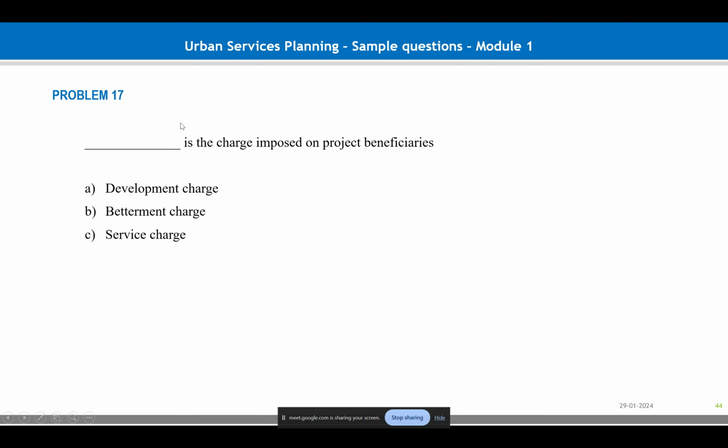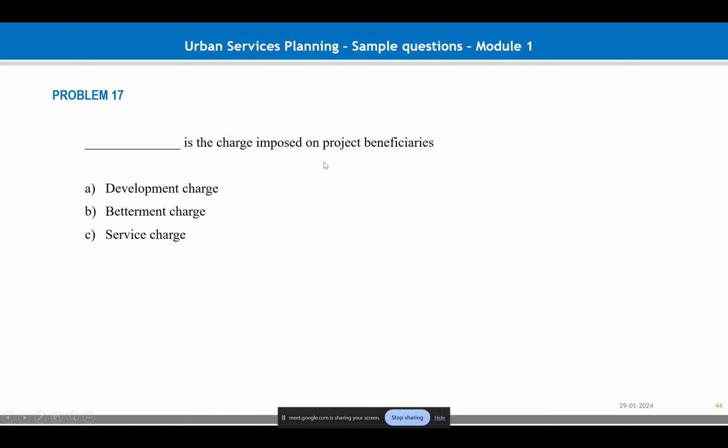Right. Now, question 17: dash is a charge imposed on project beneficiaries. Development charges, betterment charges, and service charges. Service charge. Service charges, okay. Any other answer? Development?